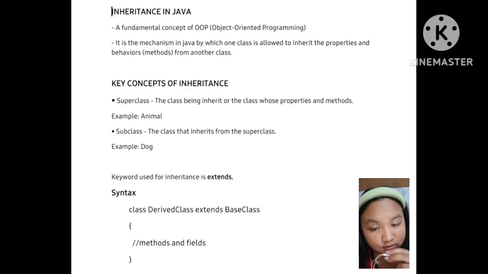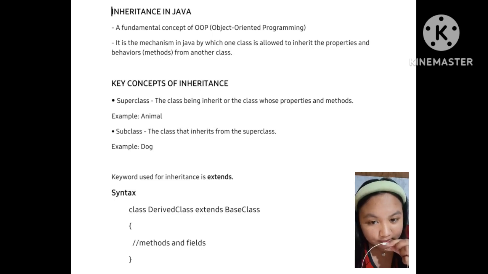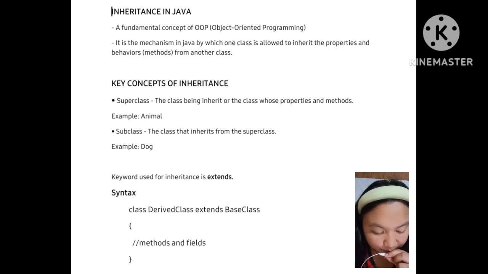So what is inheritance in Java? A fundamental concept of OOP, or Object-Oriented Programming, it is the mechanism in Java by which one class is allowed to inherit the properties and behaviors from another class. So inheritance allows us to create a new class from an existing class, and it can reuse the methods and fields of the class. It allows us to create flexible and reusable code.